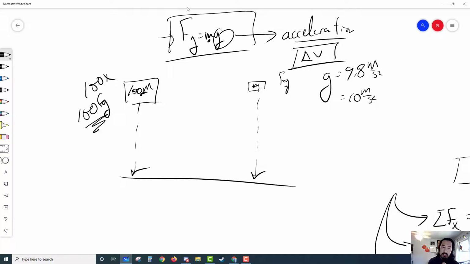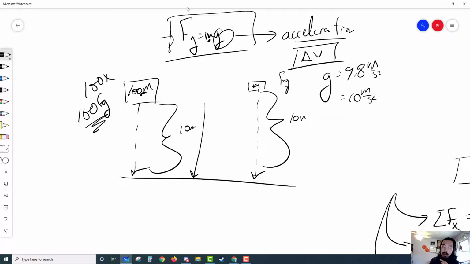So if this was 10 meters tall, that's about our school, which has 3 stories. I think regulation height for each room is 3 meters, so 3 times 3 is 9 plus a little bit extra. So that's about 10 meters. If you drop an object from the top of a 3-story building, it'll take right about 1 second to drop.